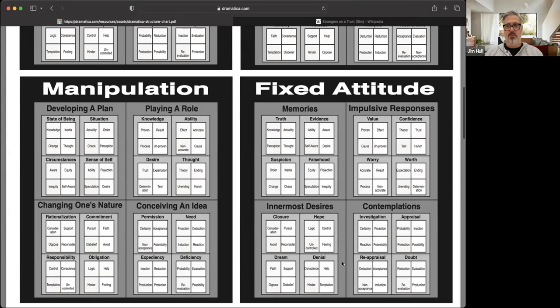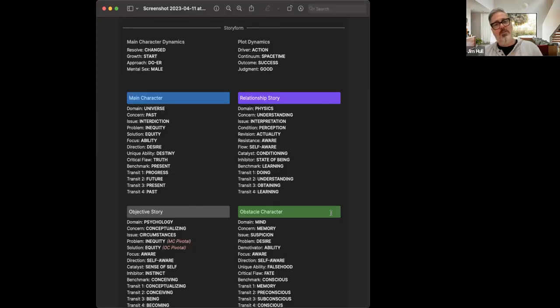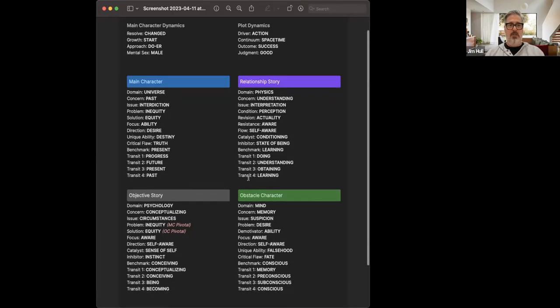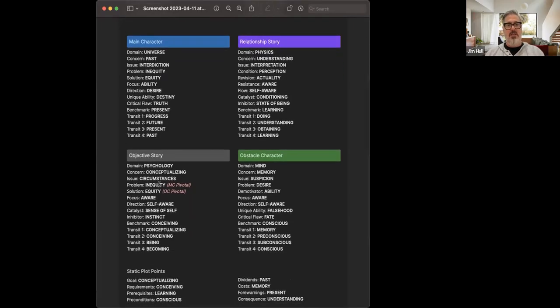This is the story form. All right. So we have the main character in universe, the relationship story in physics, objective story down here in psychology, the obstacle character, influence character in mind, that's Bruno. And then the four dynamics that we have here, the change resolve, which are the bookends that we talked about, the fact that he kind of grows into taking action. He's a doer, male mental sex, then action, space-time, which is option locked, success, good. And then these are how they all play out. So you'll see again, this is what I was saying.